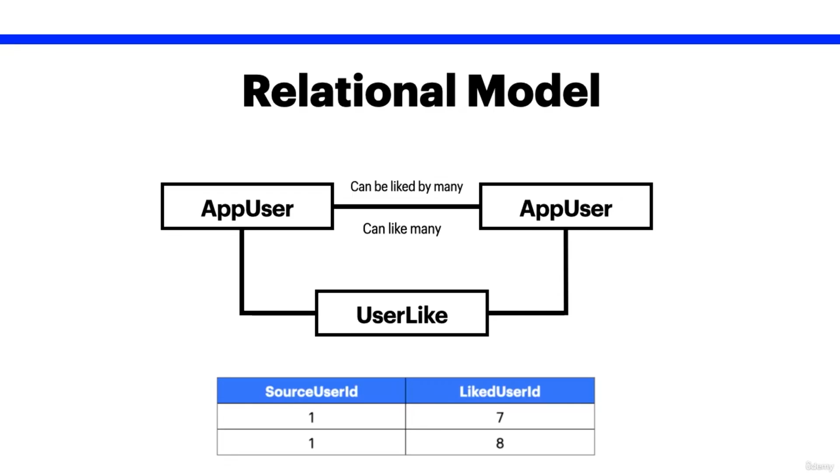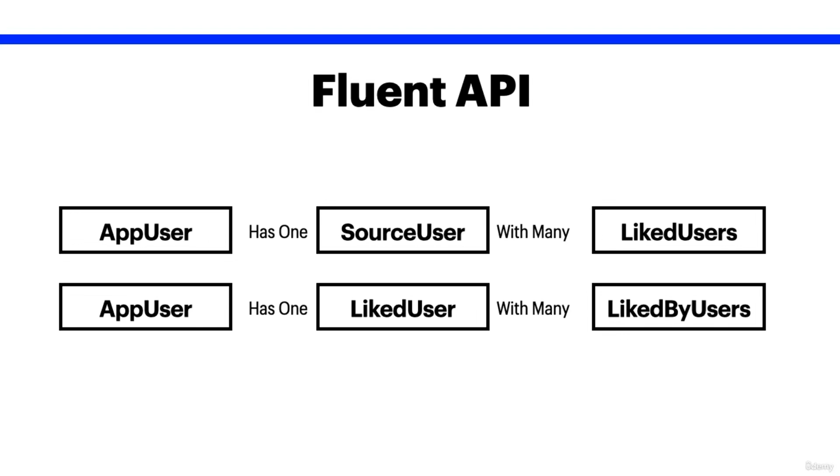Now, in order to configure this, we've relied on Entity Framework up to now to create our database based on conventions. But this is the point where we need to actually configure this directly ourselves. And what we're going to take a look at is the Fluent API.